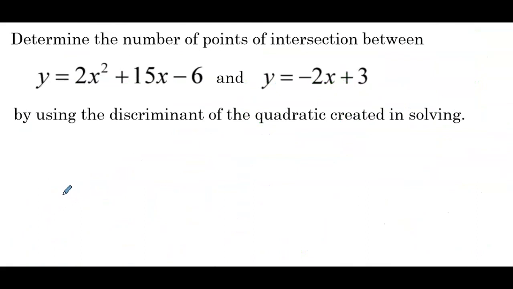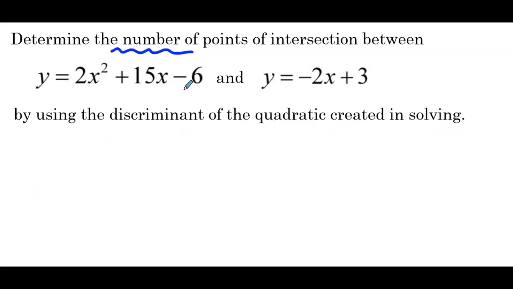Our last example, determine the number of points of intersection between y equals 2x squared plus 15x minus 6 and y equals negative 2x plus 3 by using the discriminant of the quadratic created in solving. Okay, so let's take a step back for a second. They're not asking for the actual points of intersection. They just want to know the number of points. How many? And then it says using the discriminant of the quadratic created in solving.